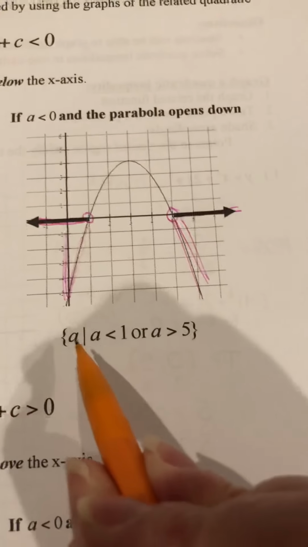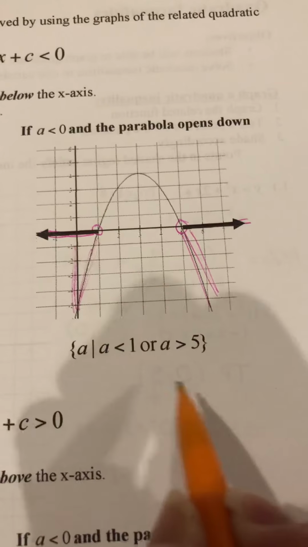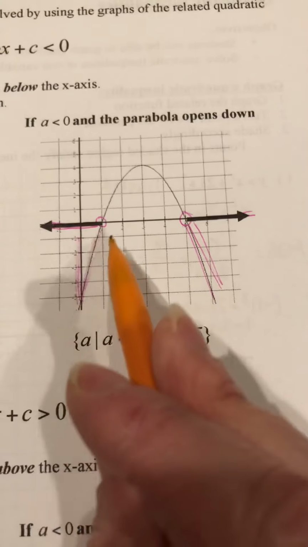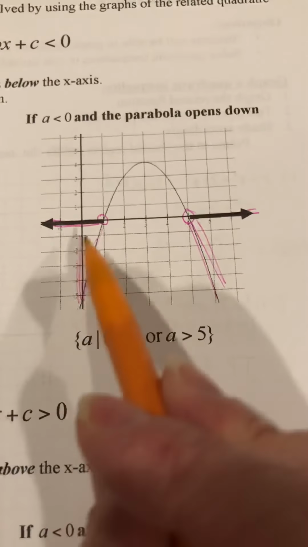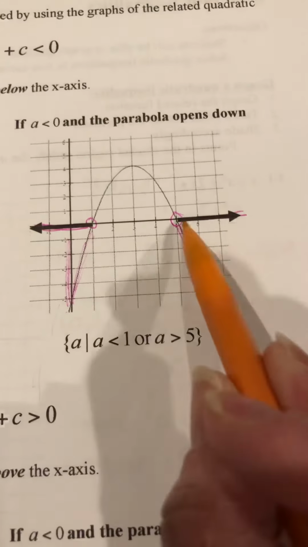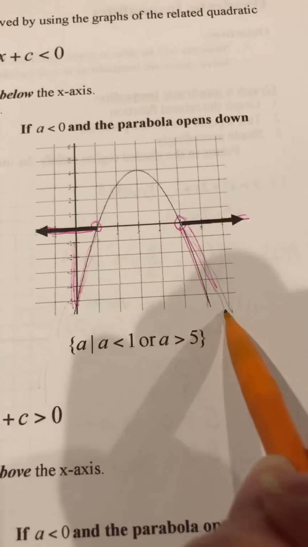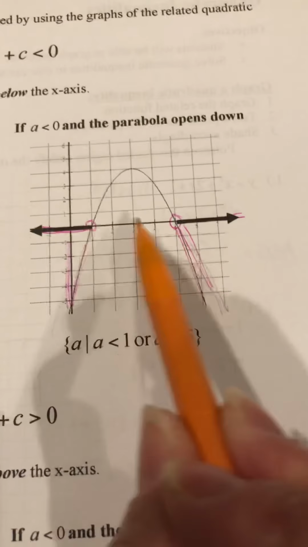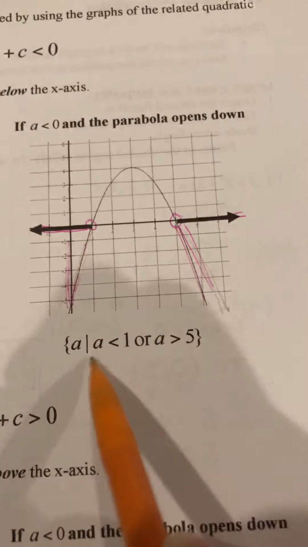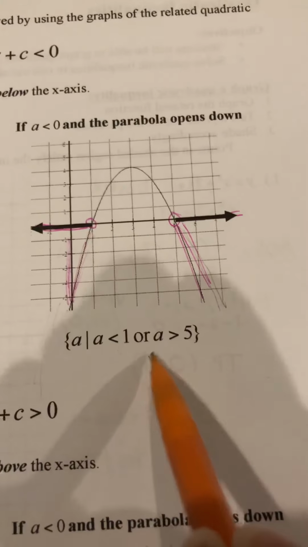So this is going to be an OR. For values where a is less than 1, anything smaller than 1, your parabola is going to be down here, negative y values. Or any values of a that are greater than 5, your parabola will have a negative value. It's not in between this time because this has values that are greater than 0. So a is less than 1 or a is greater than 5.